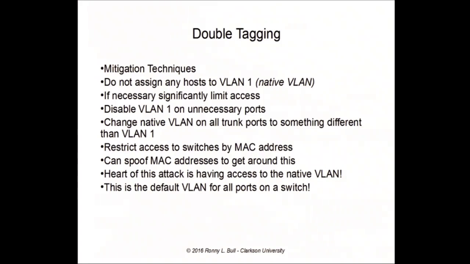Mitigation techniques, standard ones for physical devices: limit your access to VLAN 1 or just eliminate VLAN 1 altogether. Maybe label it something different so it's not easily identified. Restrict access to switches by MAC address, which can be spoofed, so that's a little bit difficult. It's kind of a double-edged sword there. But the heart of this attack is having access to that native VLAN, as we saw, and even the native VLANs within the virtual switches themselves, which may not be identified. So you really need to look at hardening these switches if you're going to be using these in production environments.